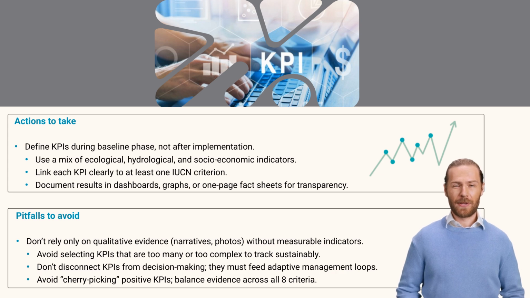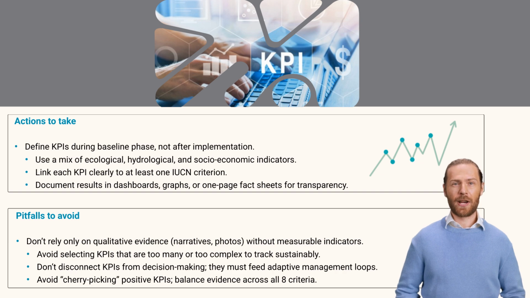Building on the role of KPIs in performance evaluation, this slide highlights some key actions to take in practice. KPIs should be defined during the baseline phase and not after implementation has already started. A balanced mix of ecological, hydrological, and socioeconomic indicators should be used to capture the full performance of nature-based solutions. Each KPI should be clearly linked to at least one criterion of the IUCN Global Standard, ensuring that monitoring results directly support the self-assessment process.